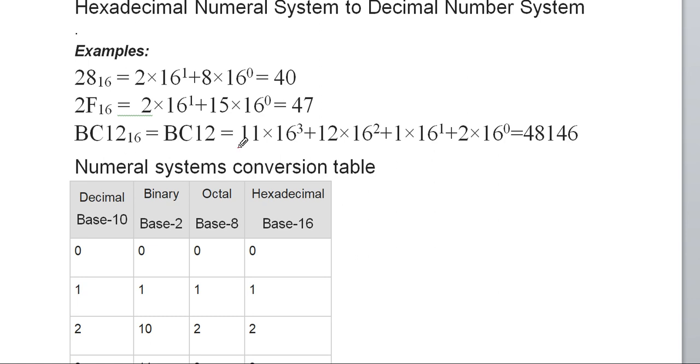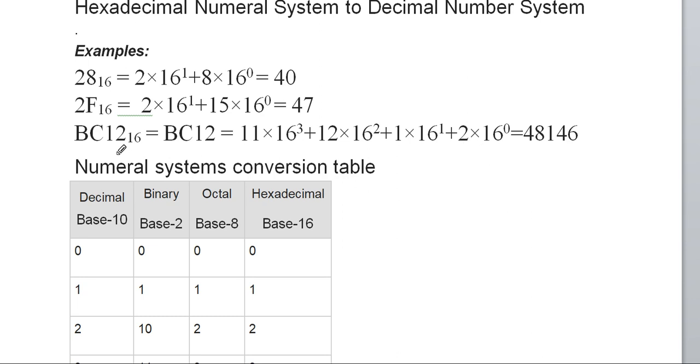In the first place, B is equivalent to 11, so in place of the B we have written 11. 11 will be multiplied by 16 to the power 3, and in the second step we have to take one digit, and each digit will be multiplied by a decreasing power of 16. In the second step, C is equivalent to 12, so 12 will be multiplied by 16 to the power 2, which means in every step the power of 16 will be decreased. Finally, when we reach 16 to the power 0, we have to stop the process.